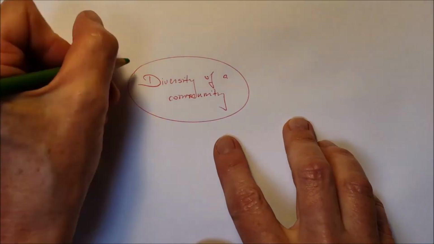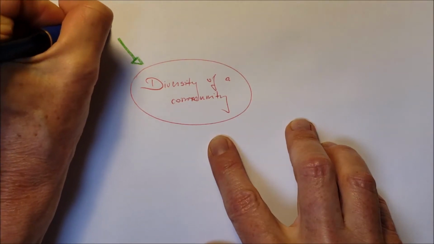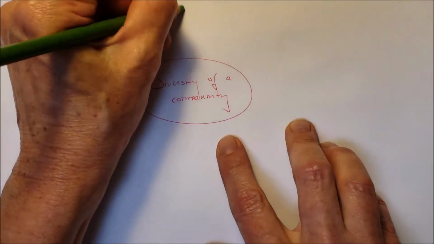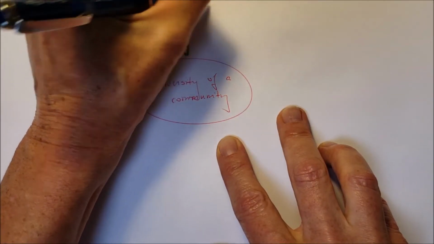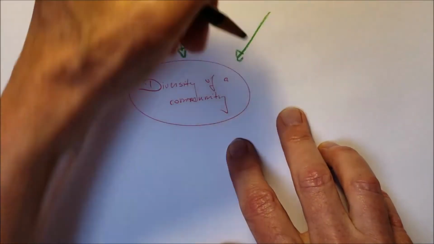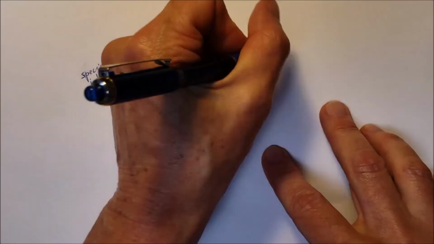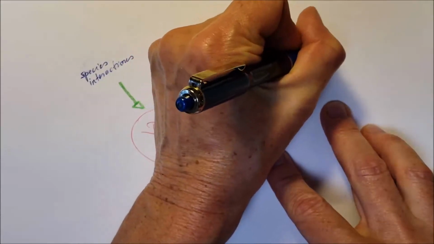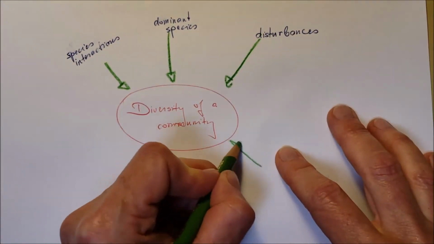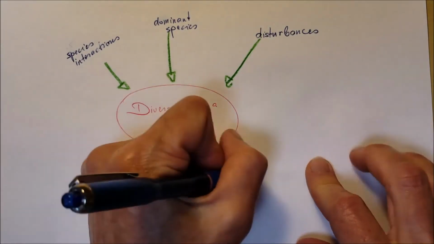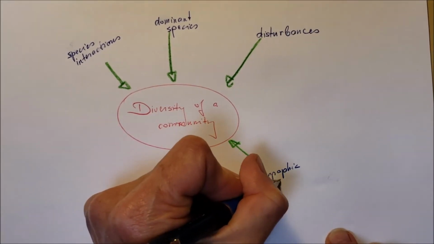And the last topic is that the diversity of the community depends on species interactions with each other through the food web and trophic levels. It also depends on the dominant species and the keystone species, and the different disturbances that alter the community's resources and the different species. Also, the biogeographic factors affect the diversity of a community.